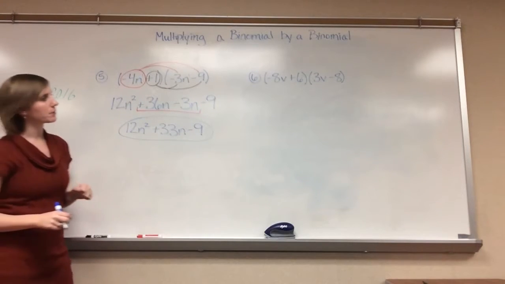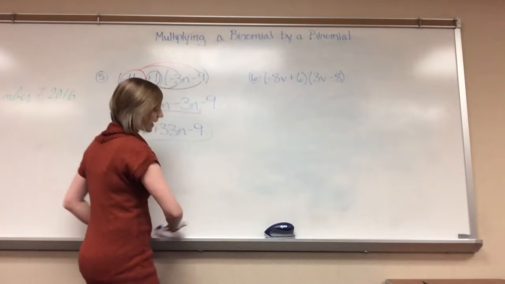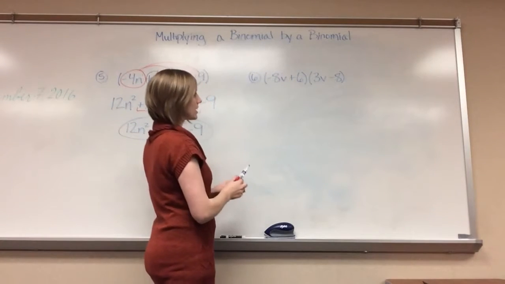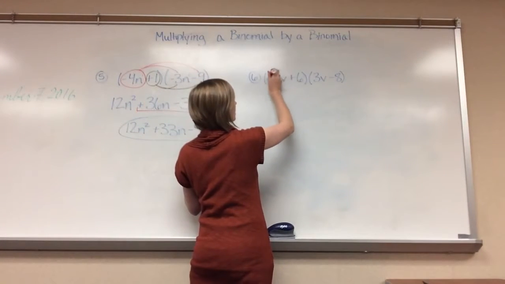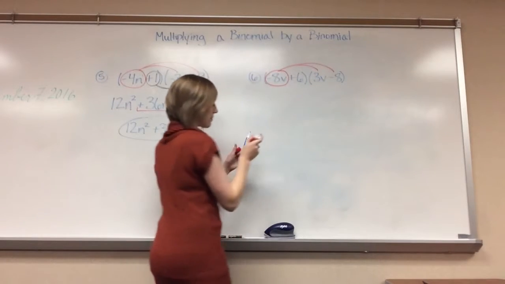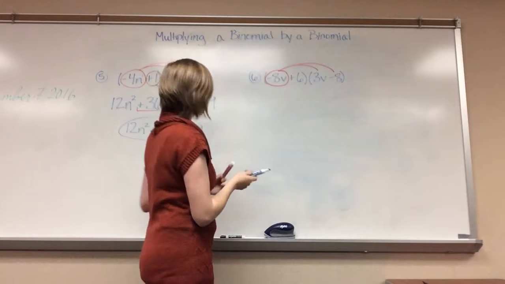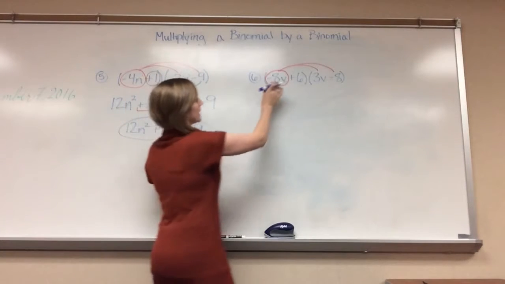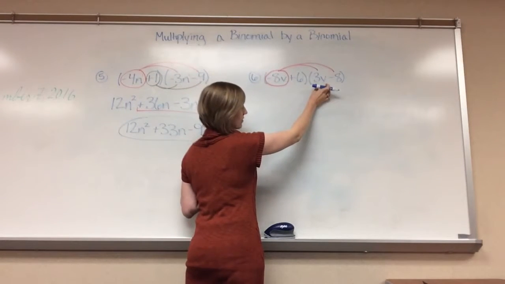Let's take a look at problem number 6. Again, our first step, do that distributive property with the first term in the first set of parentheses. So we're going to multiply by negative 8v. So we're taking negative 8v times positive 3v.